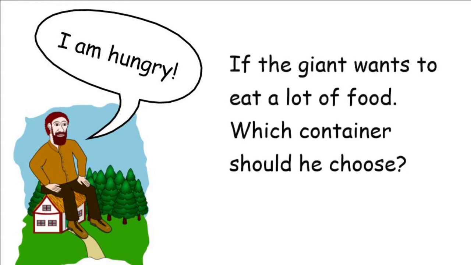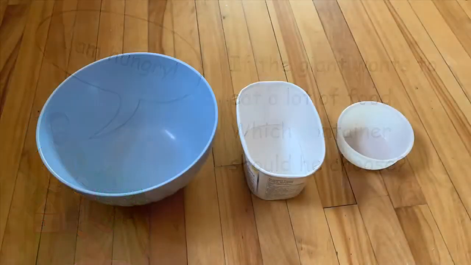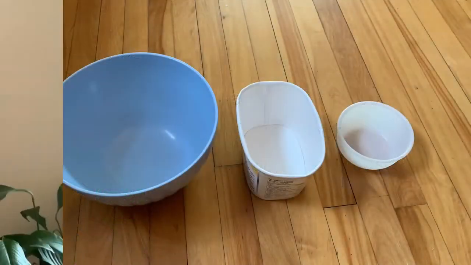Oh, there's a giant and he's very hungry. If the giant wants to eat a lot of food, which container should he choose? For his giant appetite, which of my 3 containers do you think would be best for the giant? So which of these 3 do you think would be best to feed a giant? So I would say it's the one with the biggest capacity, the one that can hold the most. So I would recommend this one to the giant if he was gonna want a big meal.